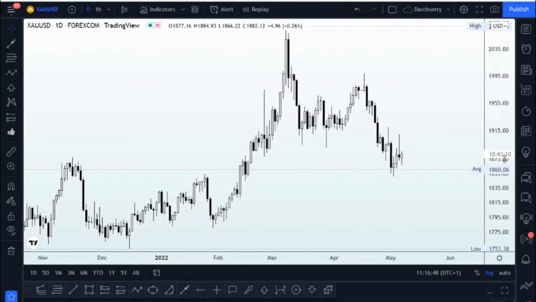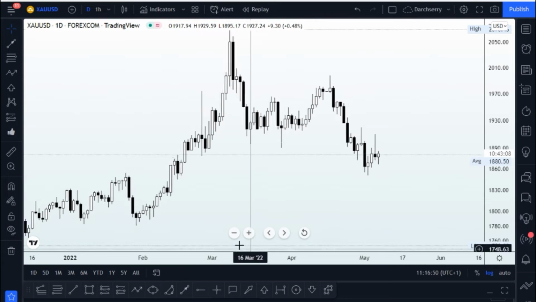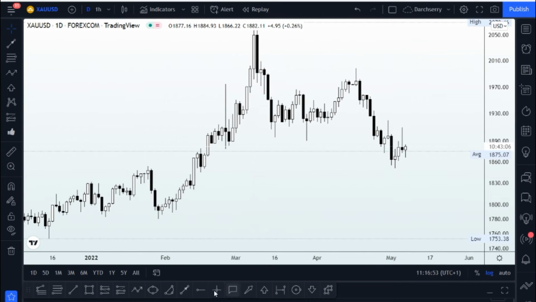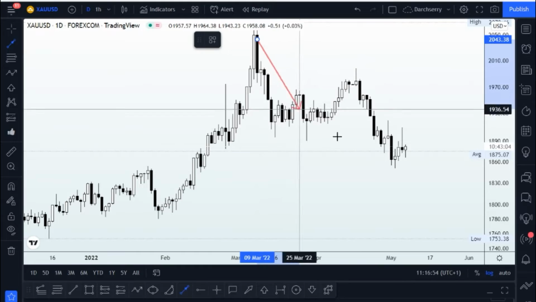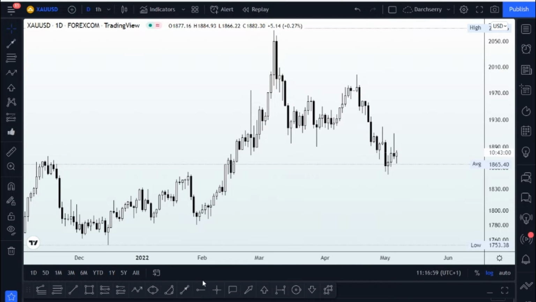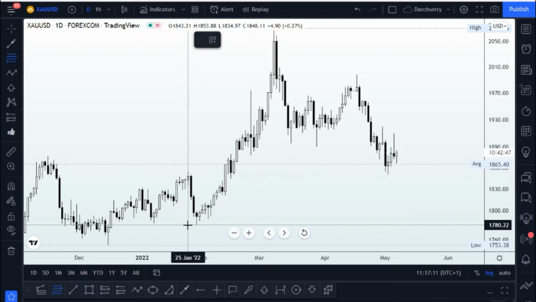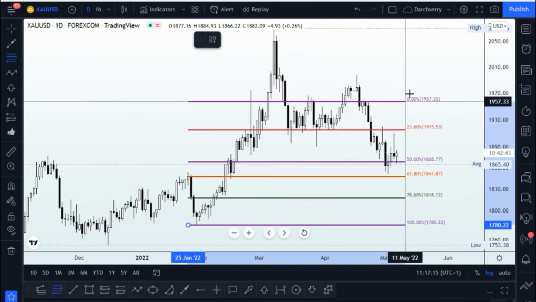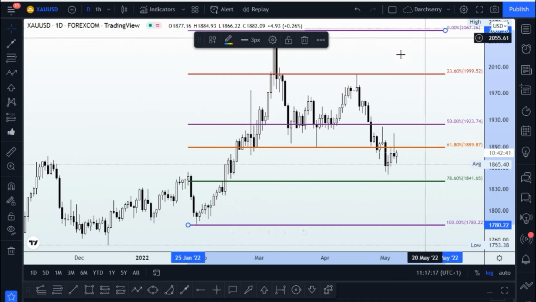I remember I said something about the impulse leg. I said after every impulse leg we will have a retracement phase, and that has happened, and we expect a retracement phase to fall within our golden zone, which is right between the 50 and 78.6% retracement of the impulse leg. So if we take our Fibonacci retracement tool and run it through the impulse leg, we'll see something like this.